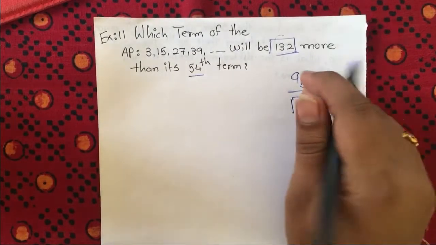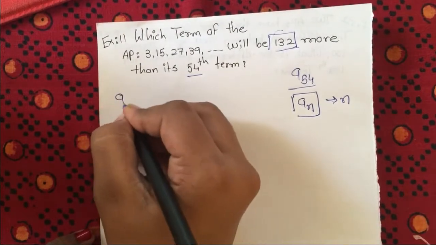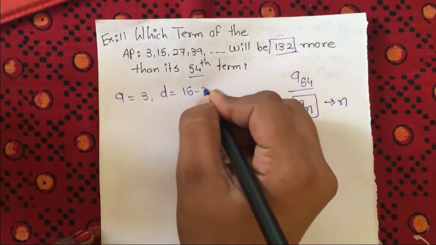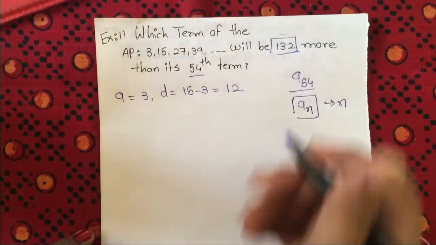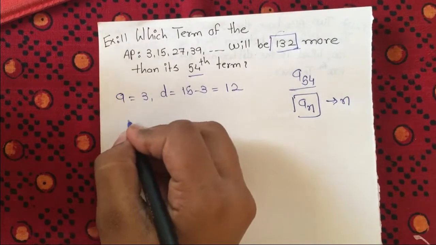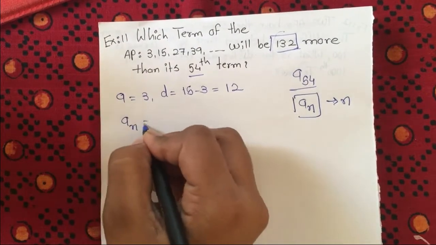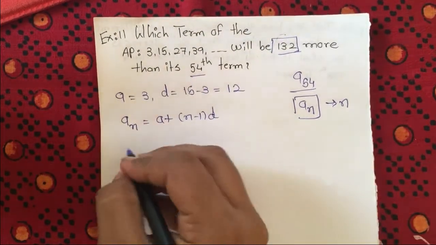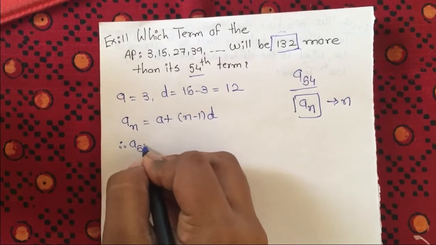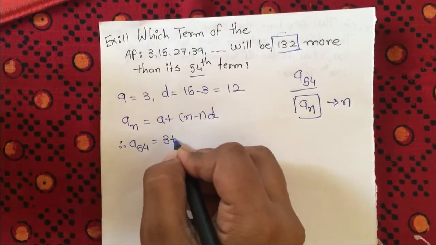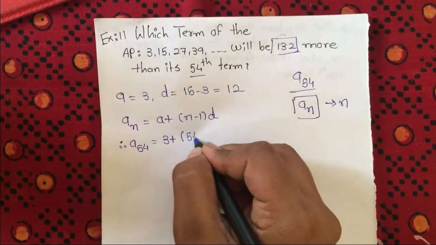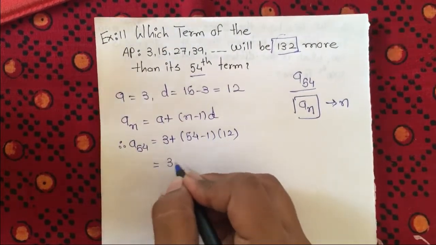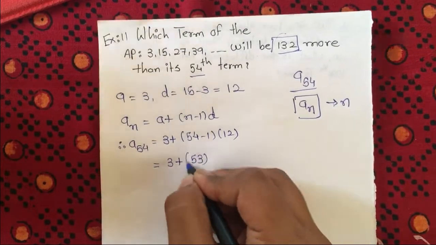लेट जस्ट स्टार्ट हियर। फर्स्ट टर्म दैट इज़ A इज इक्वल्स टू 3, डिफरेंस D इज इक्वल्स टू 15 minus 3 that is 12. Okay, so first of all we have to find the 54th term, that is AN is equals to A plus N minus 1 into D. Therefore this is A54 is equals to 3 plus 54 minus 1 into 12. Is that clear? So this is 3 plus 53 into 12.